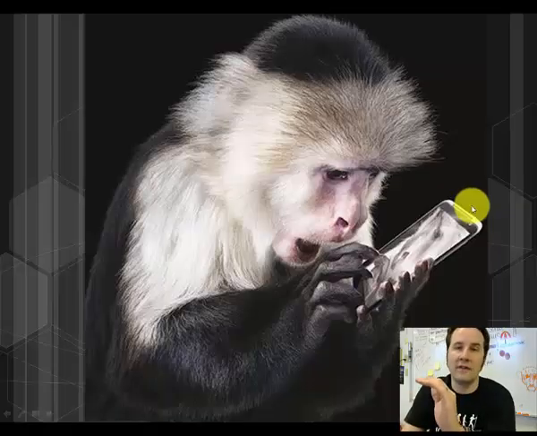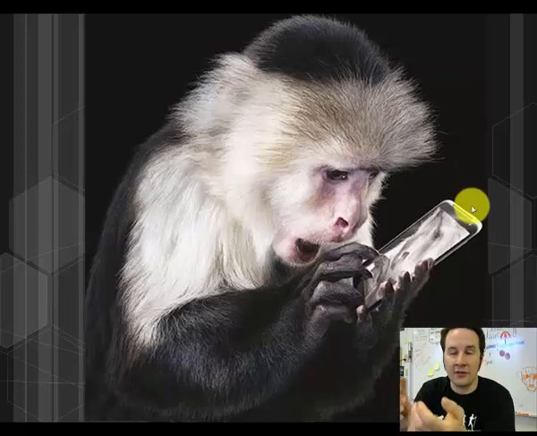So that's the overview of everything that we talked about in the POGL. We had the three different modes of selection: directional, stabilizing, and disruptive. And then we had the modes of isolation: behavioral, temporal, and geographic. You should know all three of each of those now. You should be able to use them in sentences and make sense out of them and understand how that could ultimately lead to speciation.